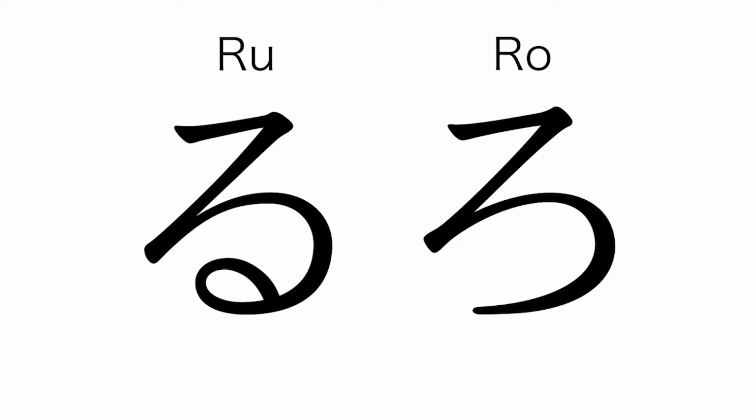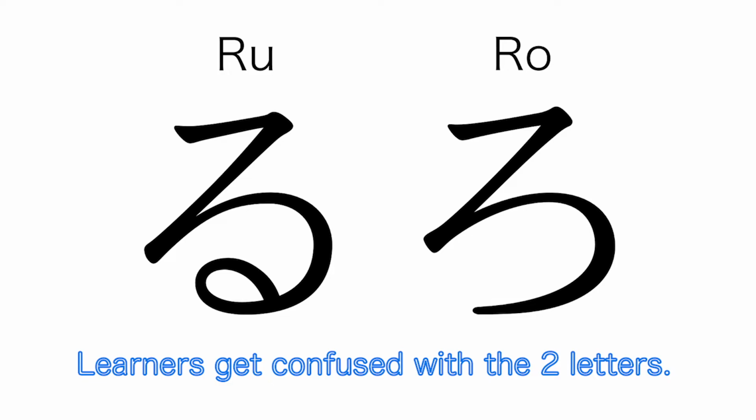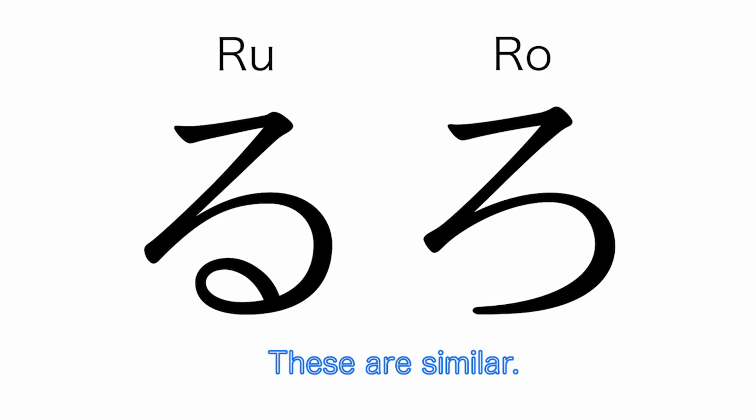I just want to let you know one thing that the most of Japanese learners get confused with. Lu and lo. These are a bit similar. So now you see the difference. Lu on the left and lo on the right.